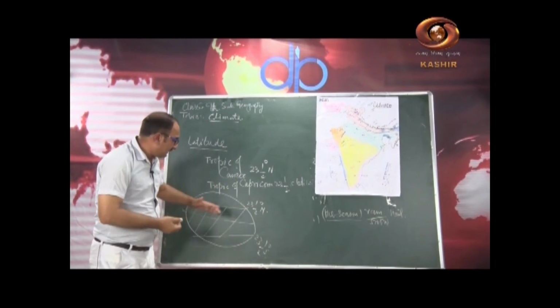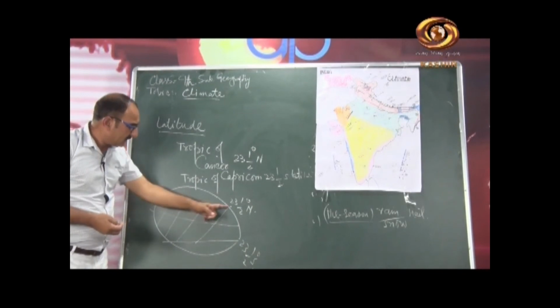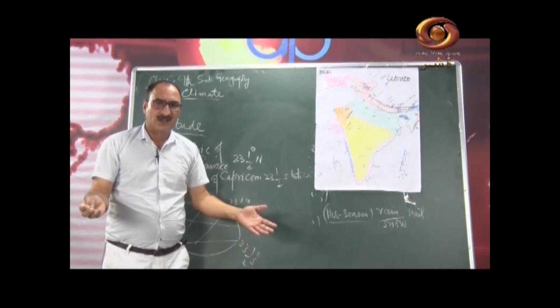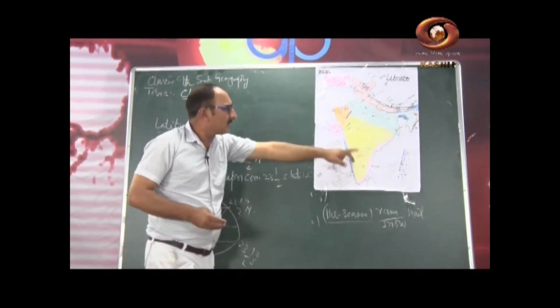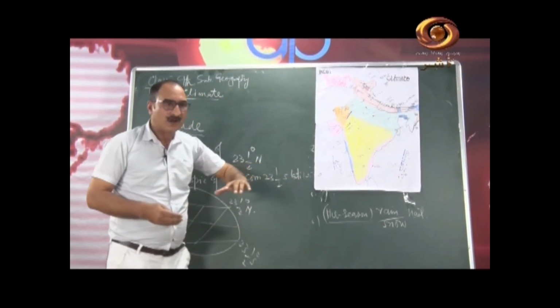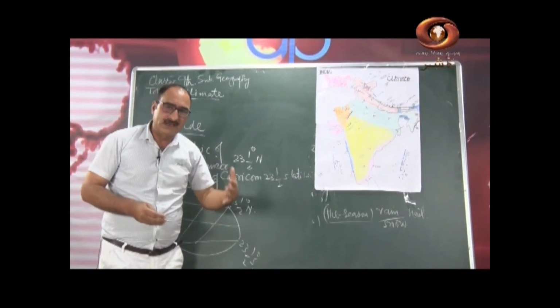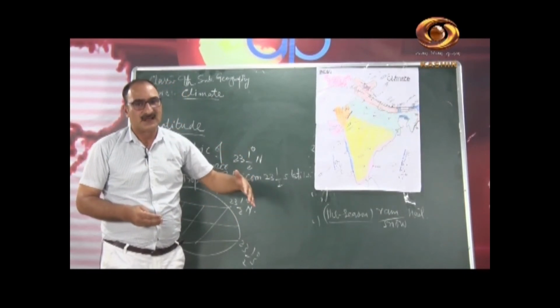The Tropic of Cancer passes through the middle of India and divides India into two climatic zones. The southern part is the tropical zone, and the northern part is the subtropical zone. So, my dear students, I want to tell you that the latitude affects the climate of a place.